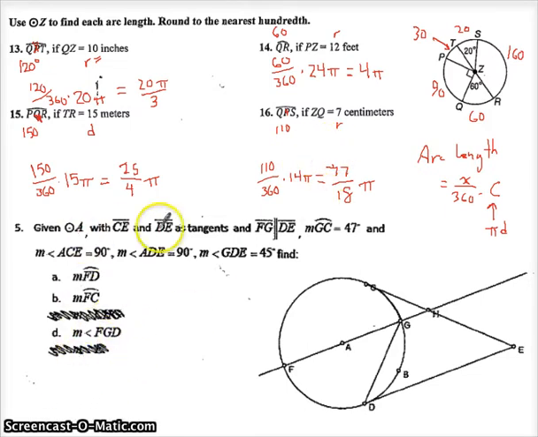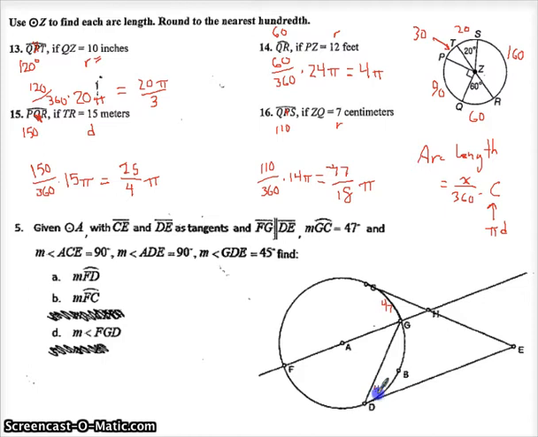Okay, given circle A with all this stuff. Those are tangents, that's lovely. GC is 47, that's this little arc right here. And ACE is 90. Where's C? Okay, well, of course, because it's a tangent. Of course, it's 90. ADE is 90, because it's tangent. Well, they didn't have to say that if they're going to say this. Tangent implies the 90. And GDE is 45. Okay, maybe that's helpful.